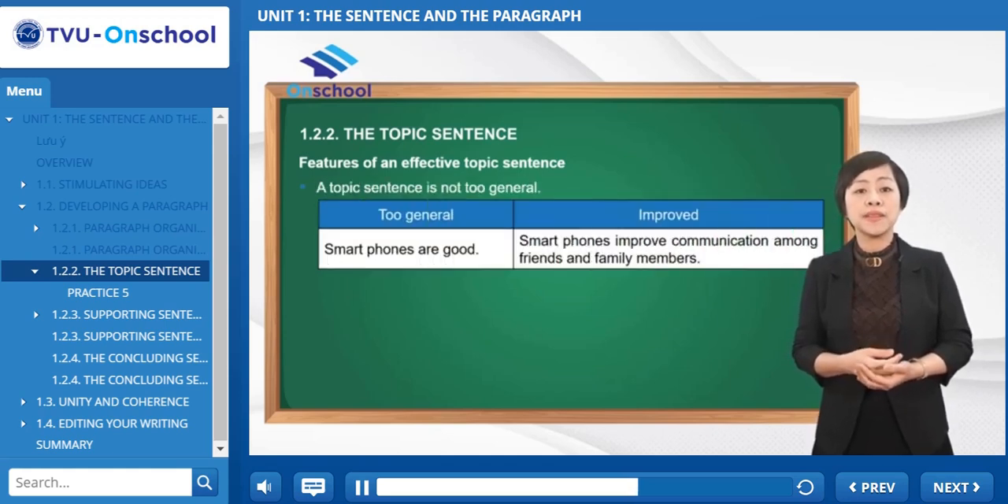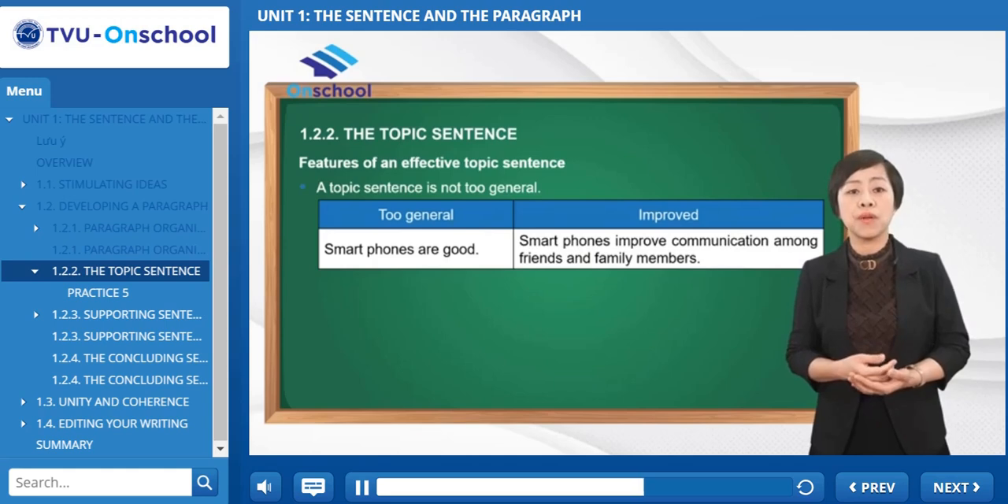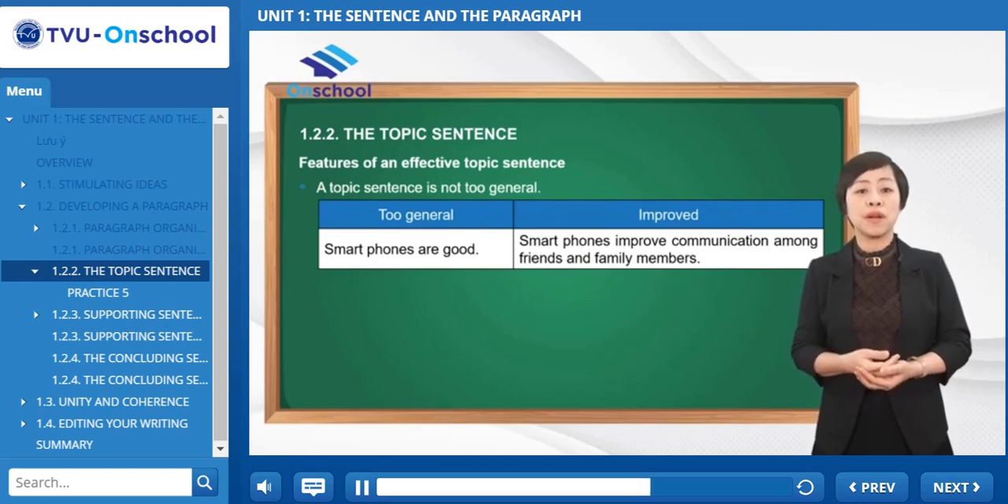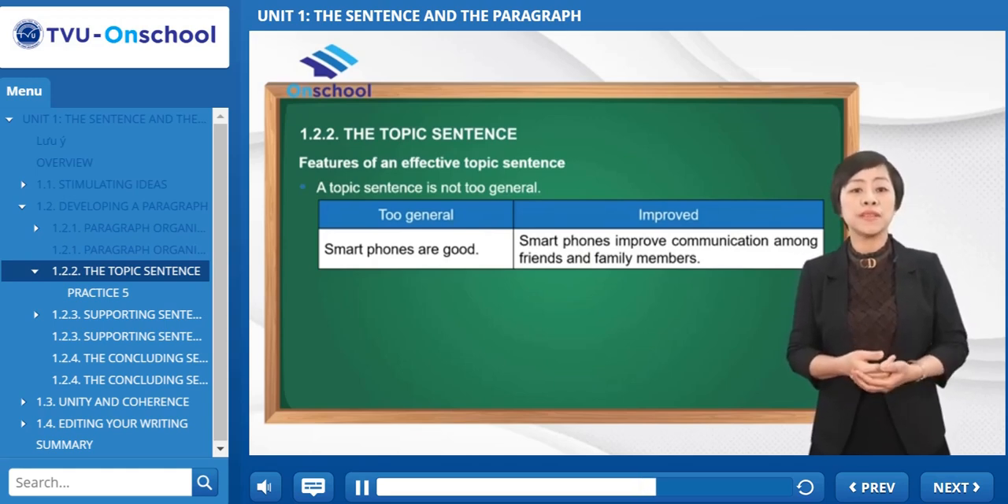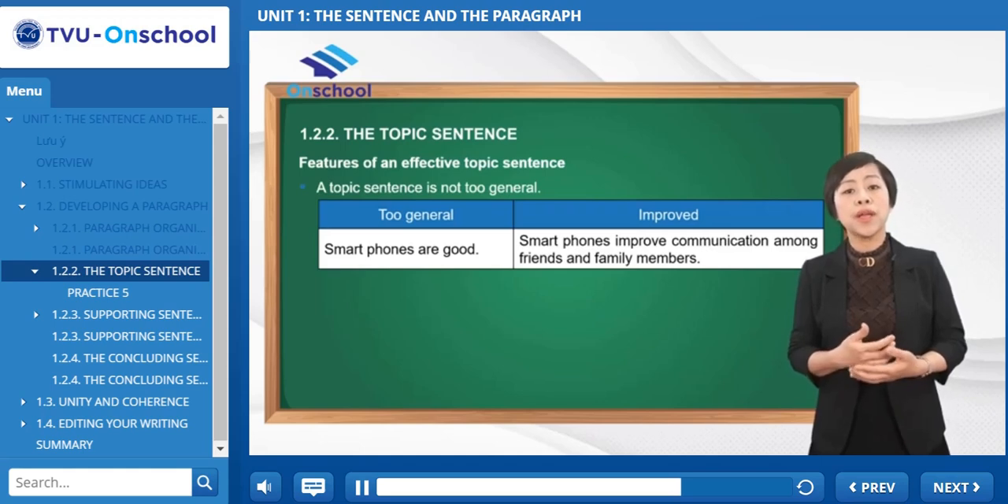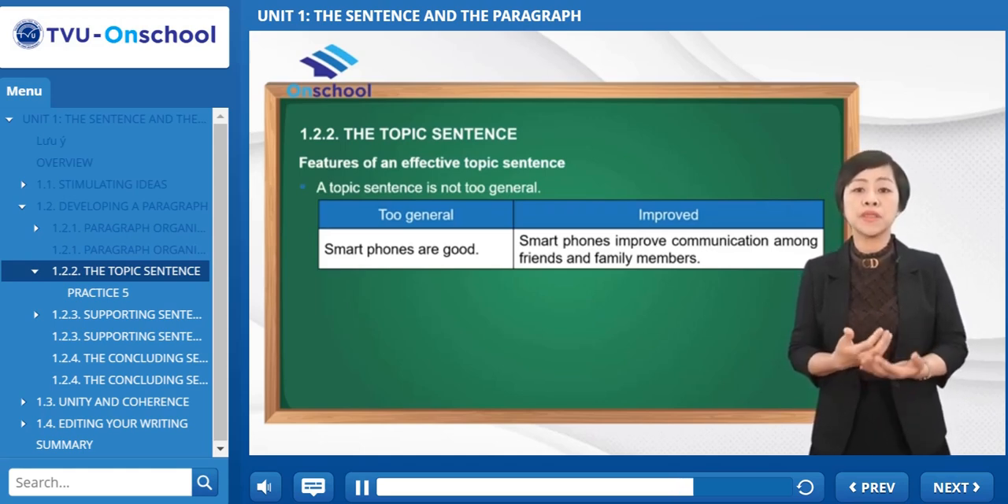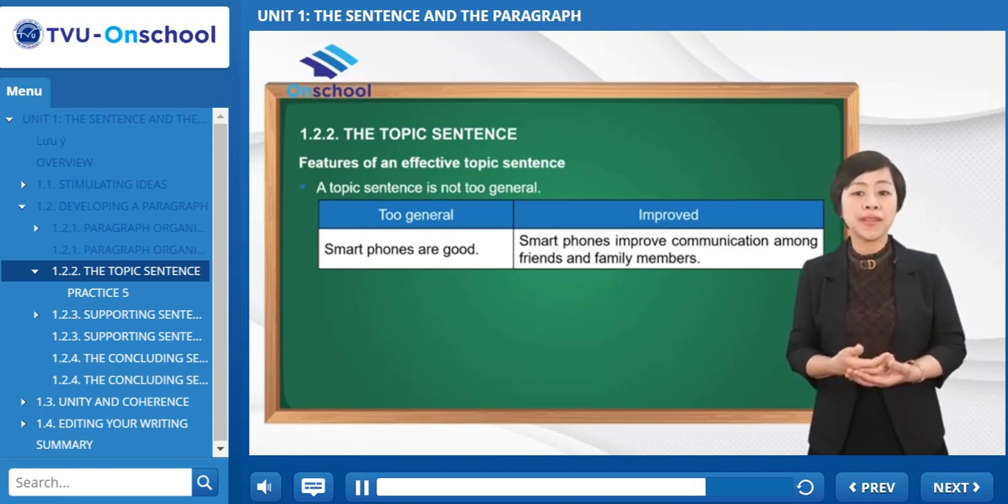Secondly, a topic sentence is not too general. If you look at the example here, good in the topic sentence is too general, and it is difficult for the reader to know what the writer means by good. That's why we can improve the topic sentence by making it more specific. Smartphones improve communication among friends and family members.